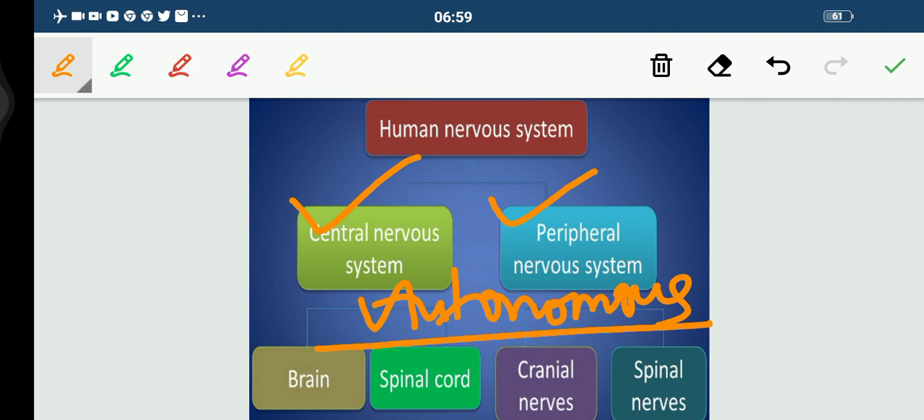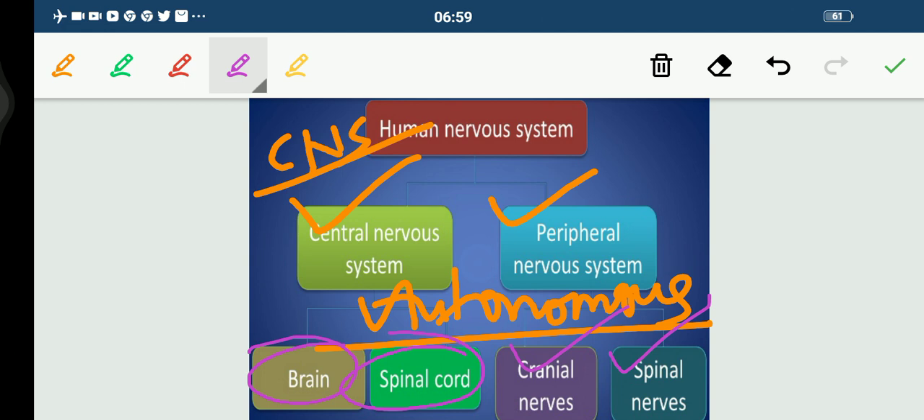Now students, talking about the CNS, that is the central nervous system, you can write it as CNS. It consists of brain and spinal cord, right? The human brain, the most important organ. Now talking about the peripheral nervous system, it consists of nerves, mainly cranial and spinal nerves. Spinal nerves basically arise from the spinal cord, and cranial nerves arise from the brain.